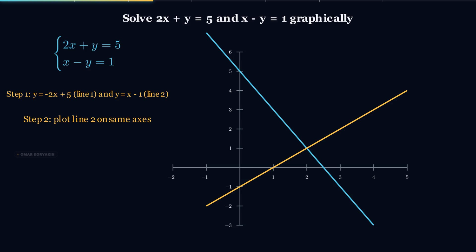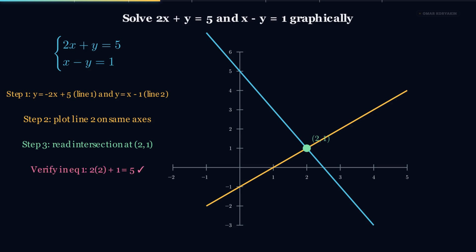The two lines have different slopes, so they cross at exactly 1 point. Step 3. Locate the intersection visually. The lines appear to cross at the point (2, 1). Read the coordinates from the graph: x equals 2, y equals 1.